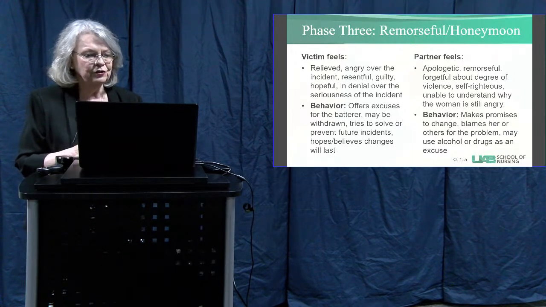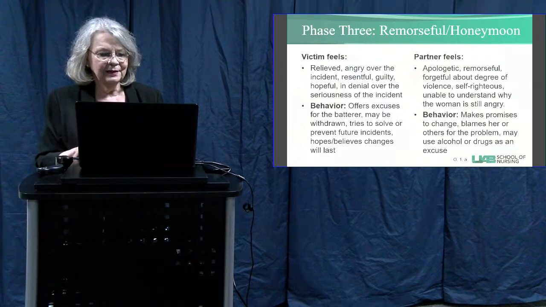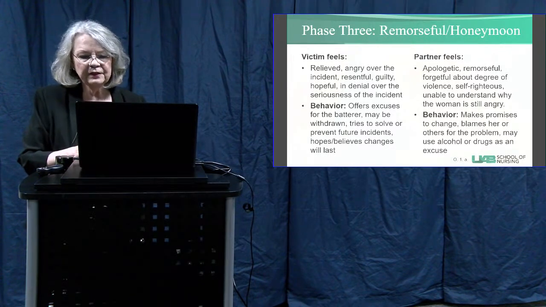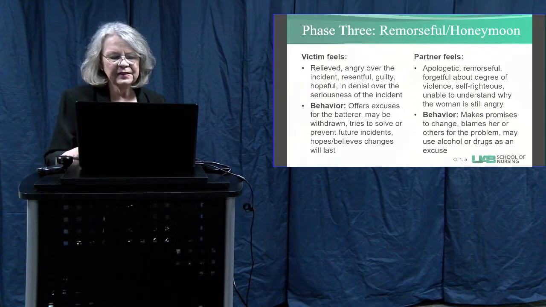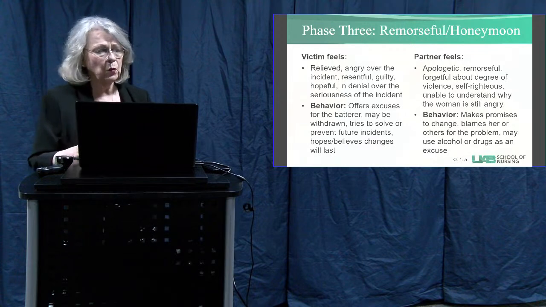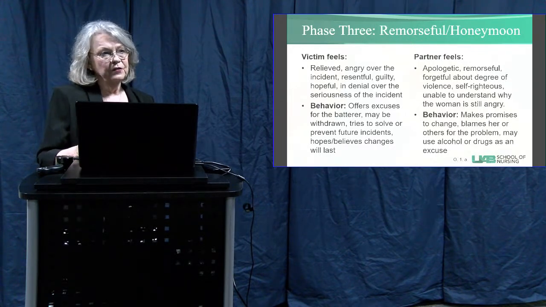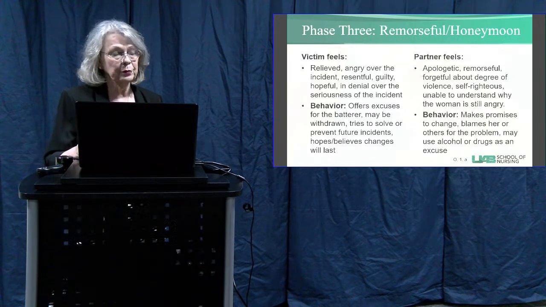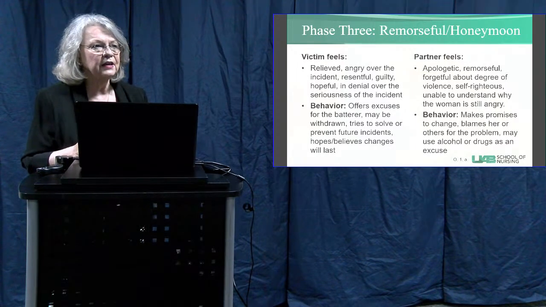At this point, the partner, realizing that they are almost going to be caught, is apologetic and remorseful and forgetful about the degree of violence. It really wasn't that bad. Self-righteous, unable to understand why the woman is still angry. Their behavior is they make promises to change, blame her or others for the problem, and may use alcohol and drugs. Now here's the kicker.